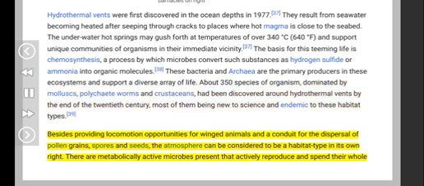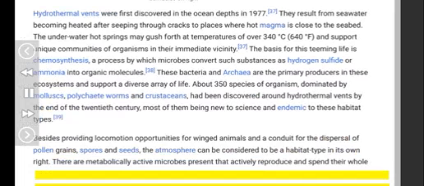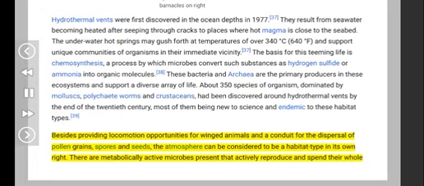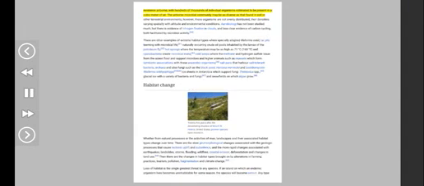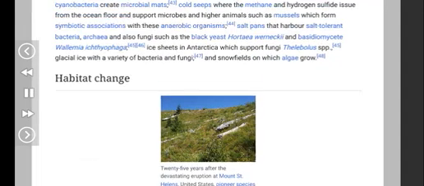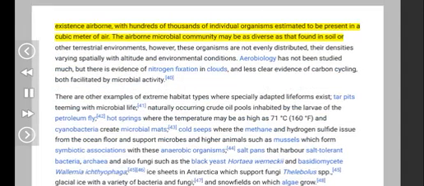Besides providing locomotion opportunities for winged animals and a conduit for the dispersal of pollen grains, spores and seeds, the atmosphere can be considered to be a habitat type in its own right. There are metabolically active microbes present that actively reproduce and spend their whole existence airborne, with hundreds of thousands of individual organisms estimated to be present in a cubic meter of air. The airborne microbial community may be as diverse as that found in soil or other terrestrial environments.